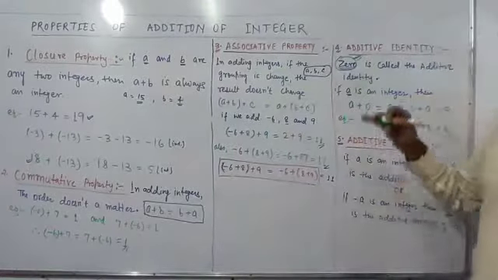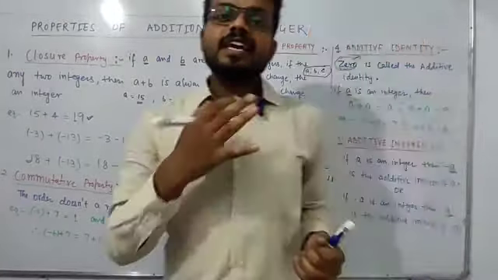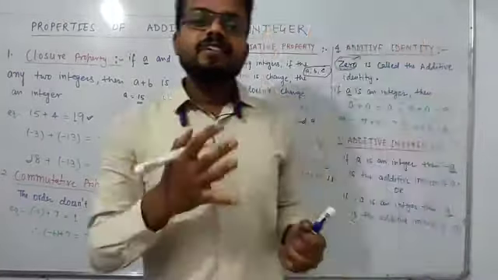Whatever number is given in the question and it asks for the additive identity of the number, like the additive identity of 5, then 5 plus 0 is 5. Additive identity of minus 4, simply add 0 to minus 4. So minus 4 plus 0 is minus 4. So this is additive identity.